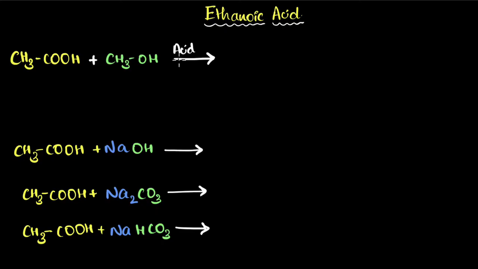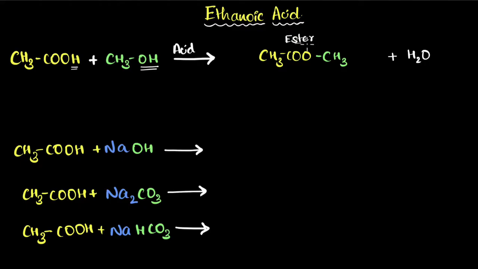What's going to happen? Well, the acid will be useful in removing the H from here, OH from here, to give you H2O. And this will be the theme for all the reactions, as you will see. And then what's left now would be CH3COO, because the H is removed. But to it, the CH3 group gets attached. And this molecule is now called an ester.